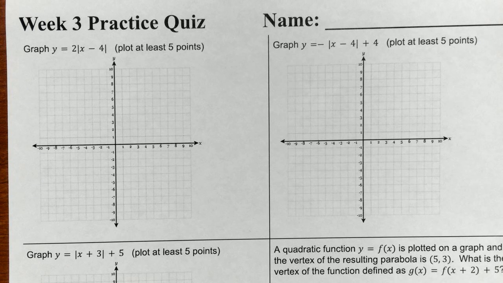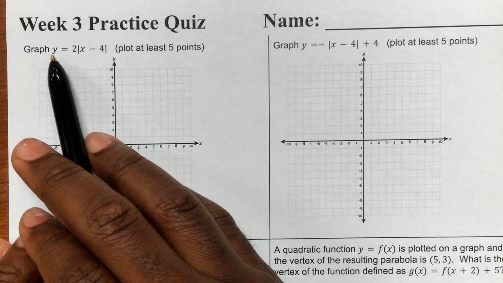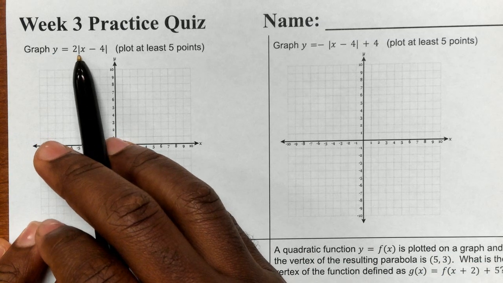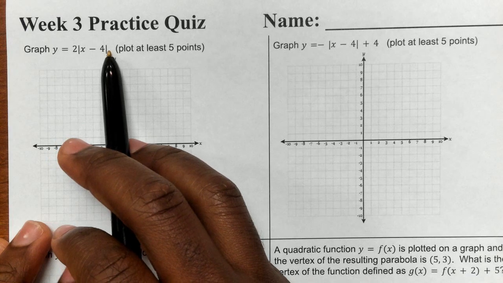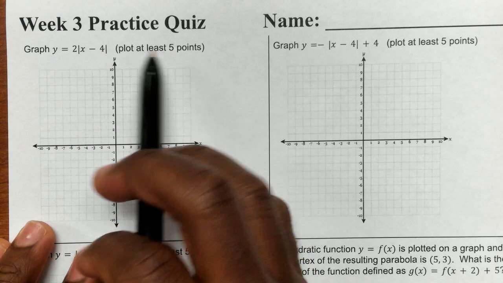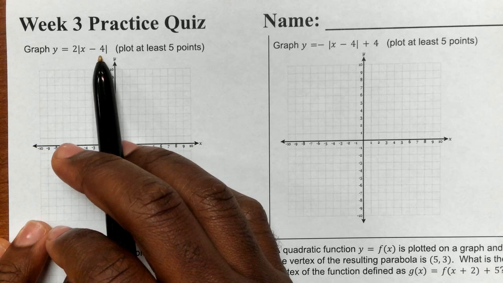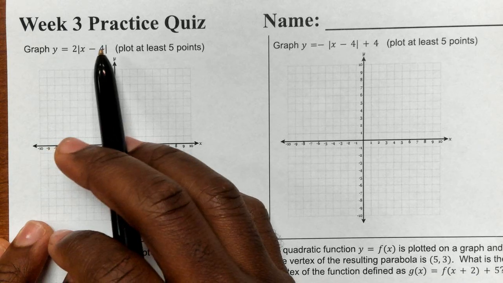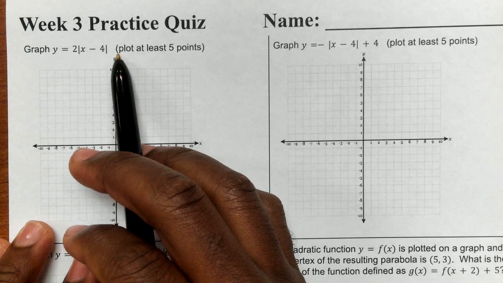Week 3 practice quiz. So the first question wants us to graph this function, y equals 2 absolute value x minus 4 absolute value. We need to plot at least 5 points. So the first thing you need to do, guys, is that we need to try to find the vertex of this absolute value function.